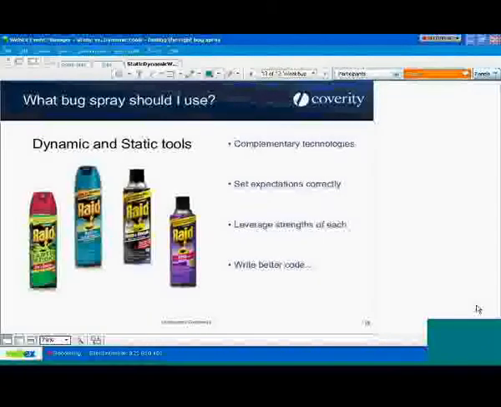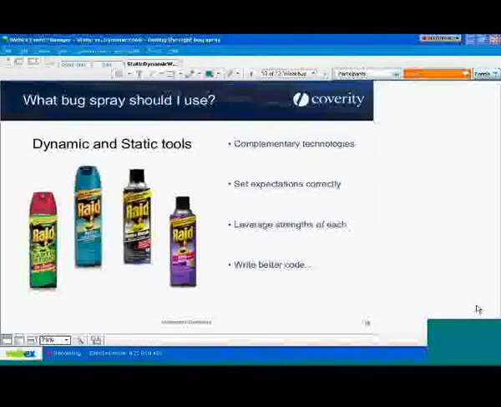In fact, I was speaking with one of our customers just this morning who was telling me about how they use both Purify and Coverity in their development process. They run Coverity very regularly, almost daily, and they run Purify every week on the test cases that they have to make sure that there aren't any memory problems that have seeped in, because they understand that they are complementary, they should be used in concert, and that's how you really benefit from the strengths of both.